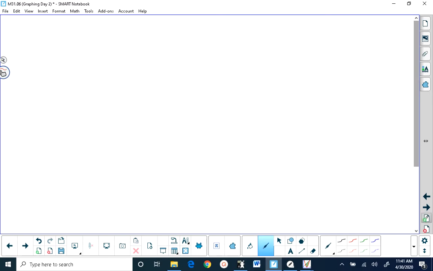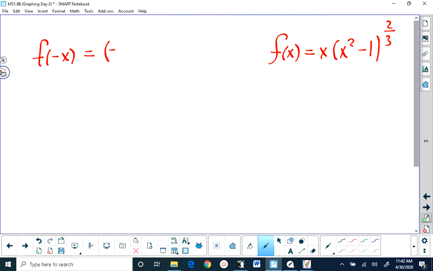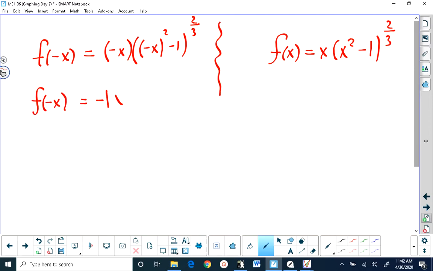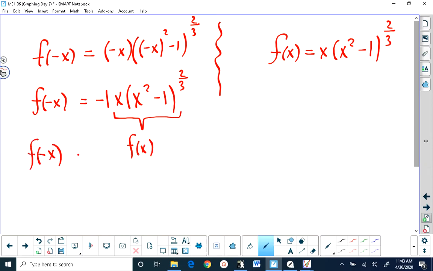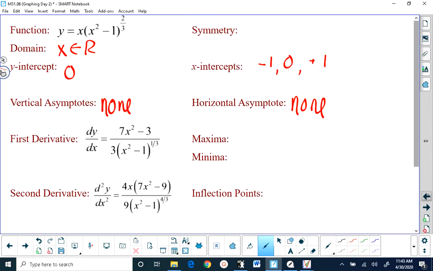Symmetry is found by determining what f of -x is. Well, f of x is x multiplied by (x squared minus 1) to the 2/3. So we're going to replace x in the original function with -x. And I get f of -x equals -1x multiplied by (x squared minus 1) to the 2/3. When I square the -x in the brackets, it becomes +x squared. And since x multiplied by (x squared minus 1) to the 2/3 is f of x, f of -x is equal to -1 multiplied by f of x, and that is the textbook definition of an odd function. So the symmetry is odd.